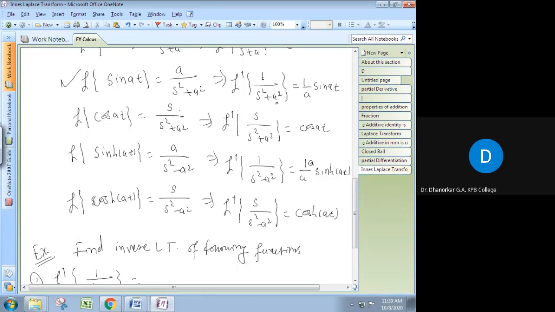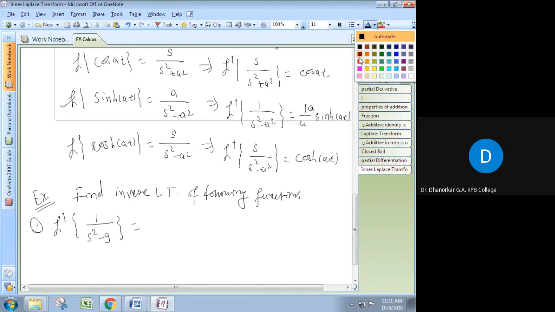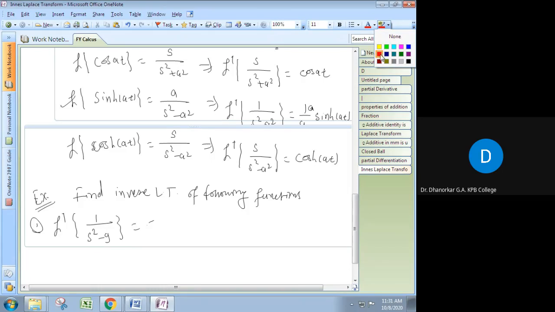This is a divided by s square. Sorry, this is minus inside. This is minus inside. That's why we are doing hyperbolic. To write this, I will make the adjustment, because we should have this adjustment to find the Laplace transform of this function.